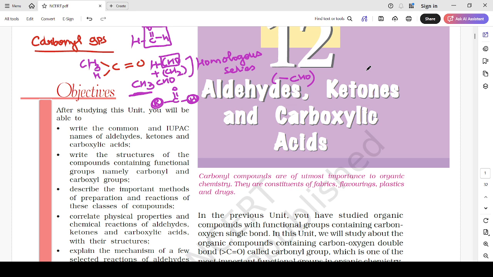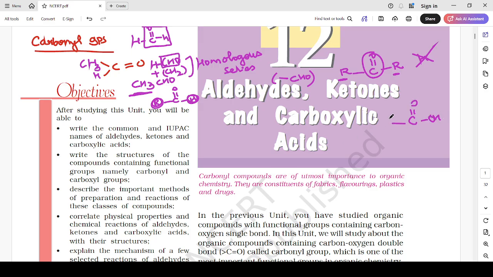When you're talking about ketones, it's the same carbonyl only, but here it will be RCOR. If CHO is there, we call it aldehydes. If CO along with two R groups is there, with no hydrogen directly attached to the carbonyl, we call it ketones. The next one is carboxylic acids.